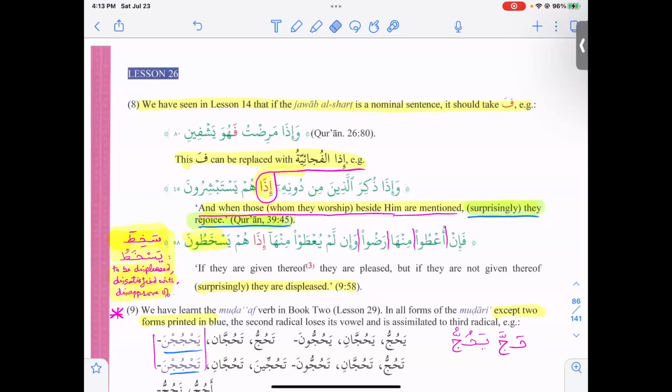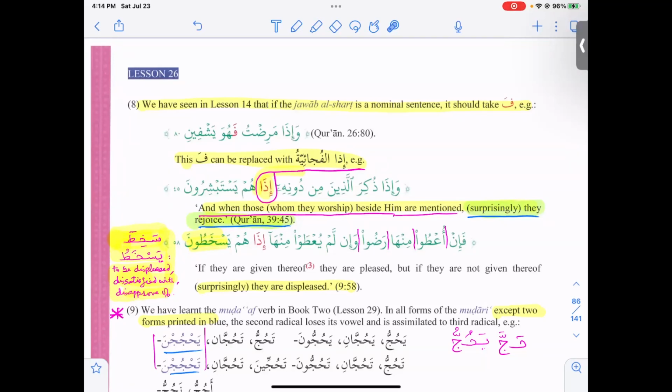I could not find the meaning of Yaskhatuna, so I had to dig into things. Sakhita, yaskhatu, Bab Samia, yasmau. Sakhita yaskhatu. So this is yaskhatu. Hiya taskhatu, hum yaskhatuna, huma yaskhatani, hum yaskhatuna. To be displeased, dissatisfied, disapprove of it, you know.